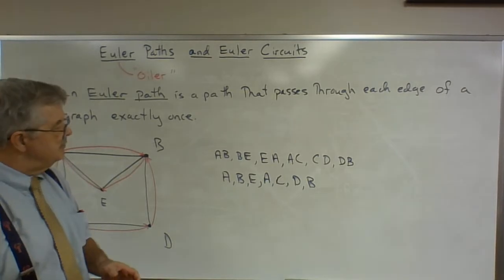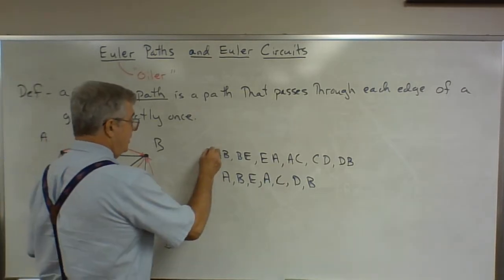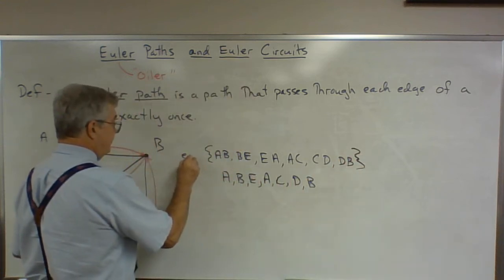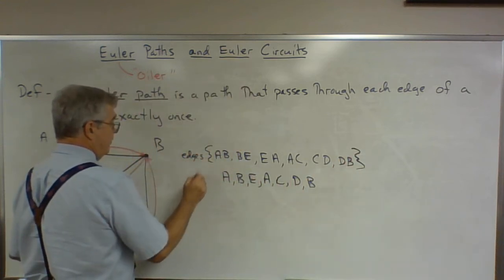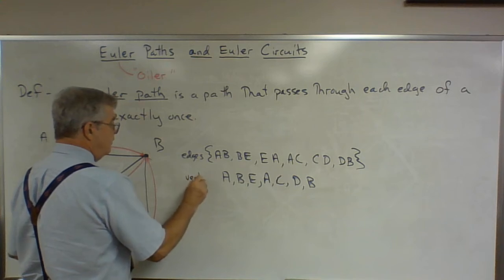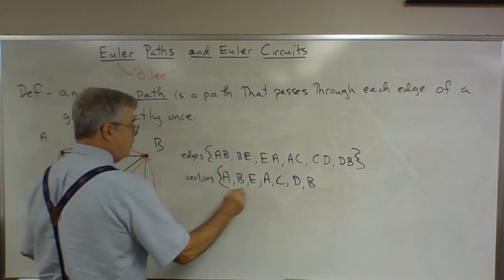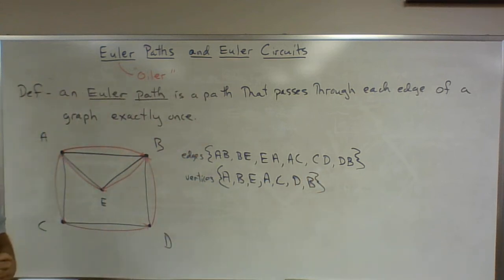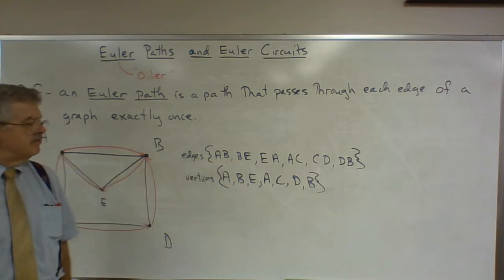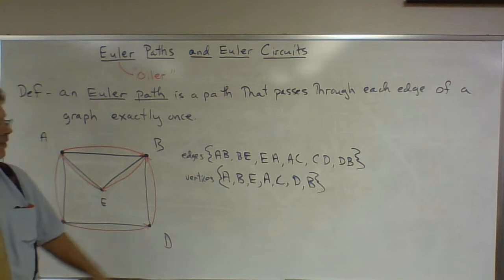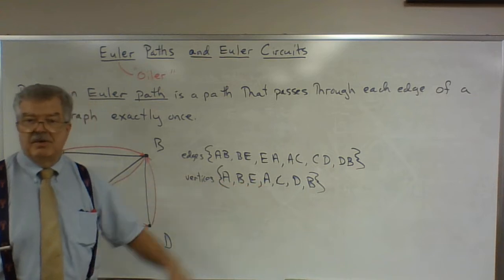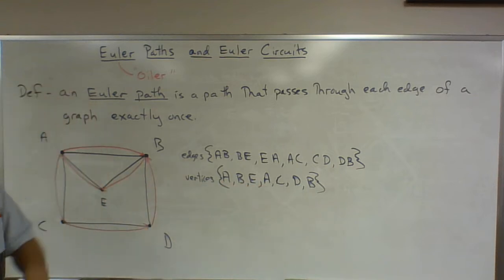These are the edges of the Euler path. These are the vertices in order of appearance. Our book may represent the Euler path by listing the edges in order of appearance, or it may identify the Euler path just by listing the sequence of vertices that we start at, pass through, and end up at.